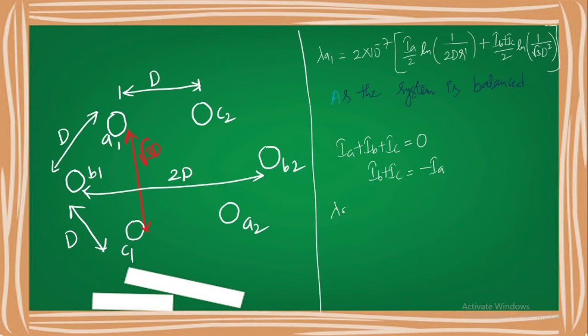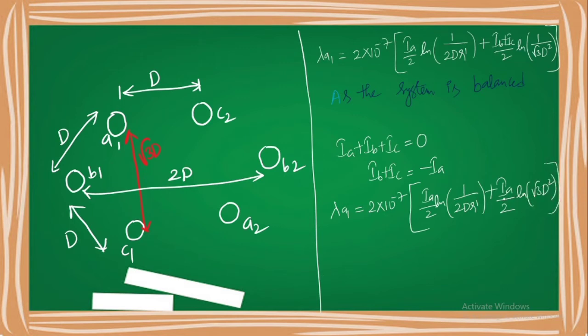So lambda A1 can be written as 2 times 10 power minus 7 into IA by 2 as it is, ln of 1 by 2d r dash plus, in place of IB plus IC I can replace minus IA, but if I interchange the numerator and denominator inside the natural logarithm, minus IA can become plus IA. So plus IA by 2 ln of root 3 d square.